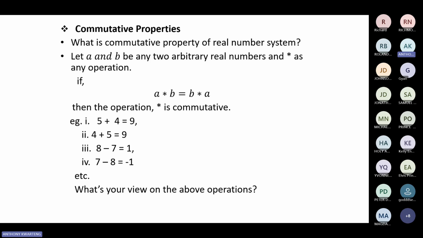Explain the above properties. How can you explain this? If you know, raise up your hand, please. We are saying that addition and multiplication are commutative. We have just seen the addition and subtraction ones, but we are saying that division and multiplication are not. How do you explain this? If you know, raise up your hand.